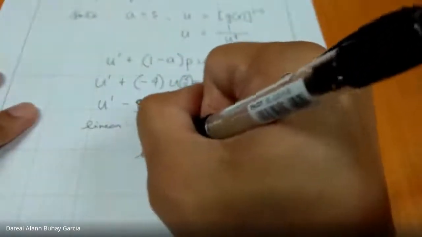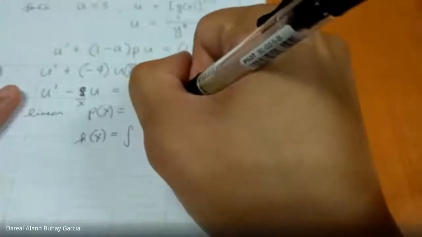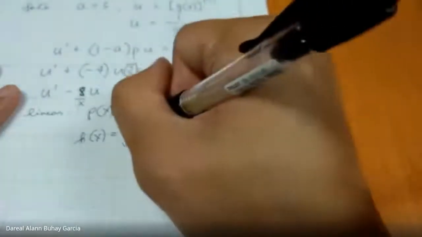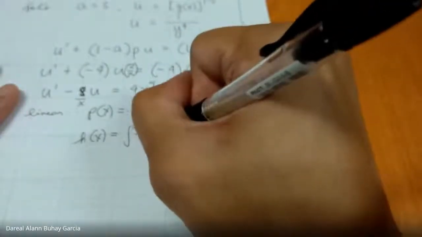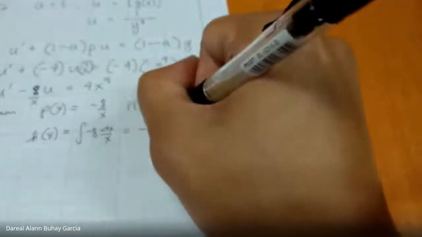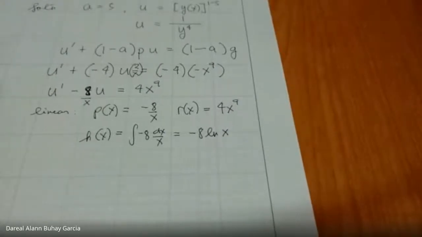So because it's linear, solve for h of x. The integral of this one, p of x. The integral of negative 8 dx over x is negative 8 ln x. Is this correct?